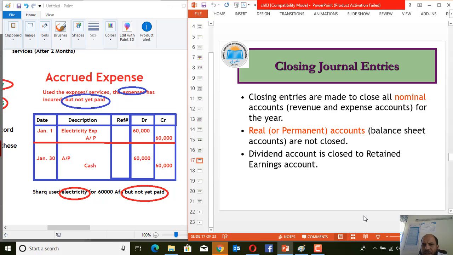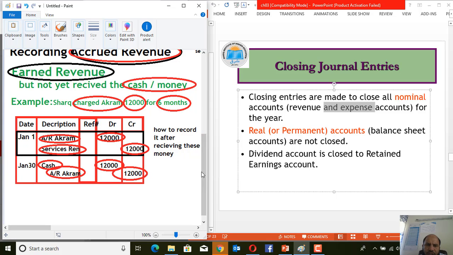Dear students, what does closing journal entries mean? Now we are discussing closing journal entries. Closing journal entries are used for the nominal accounts. You are asking what a nominal account means. Nominal accounts mean revenue and expenses accounts. We have already done these over here. If you see, all of these are nominal accounts.